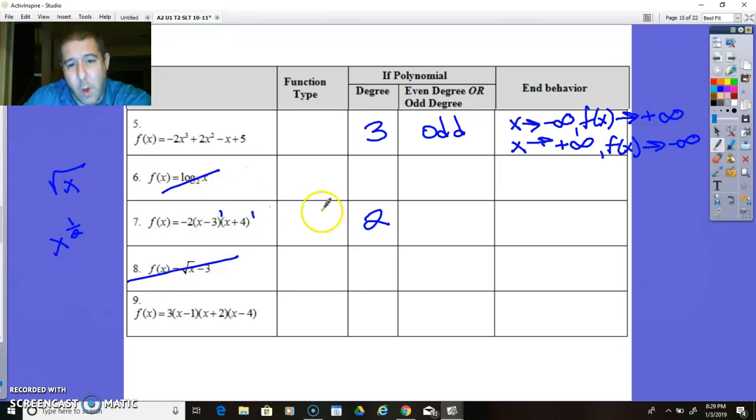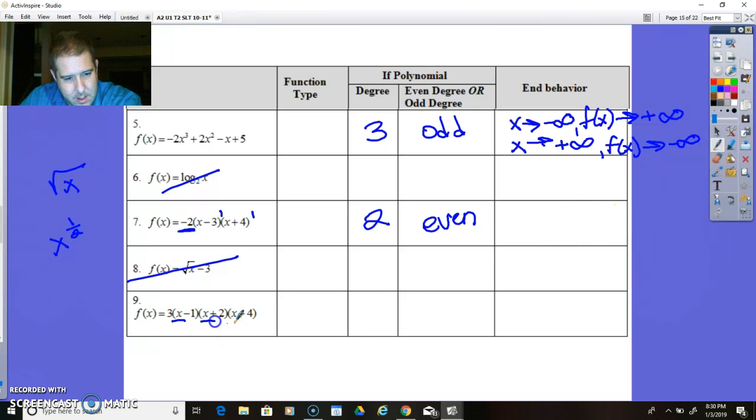So this is really squared, and this is an even degree, and since it's even, they're either both going up or both going down, and since the coefficient is negative 2, they're both going down. So this would be negative infinity and negative infinity.